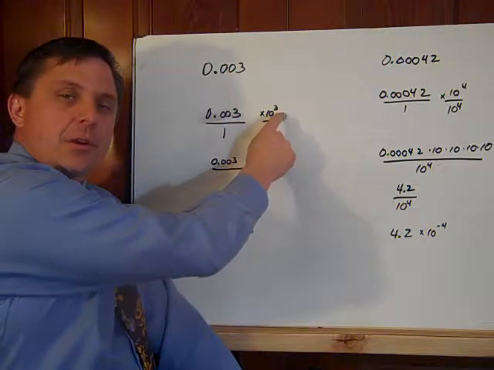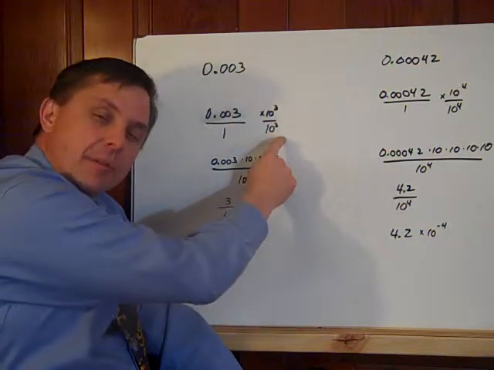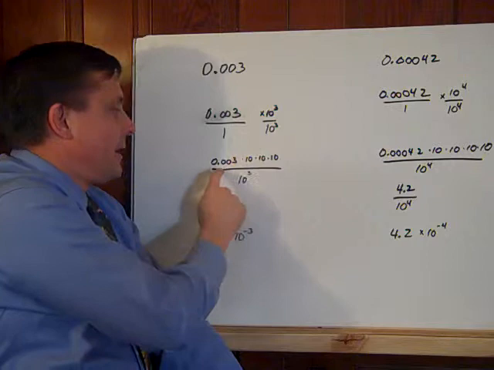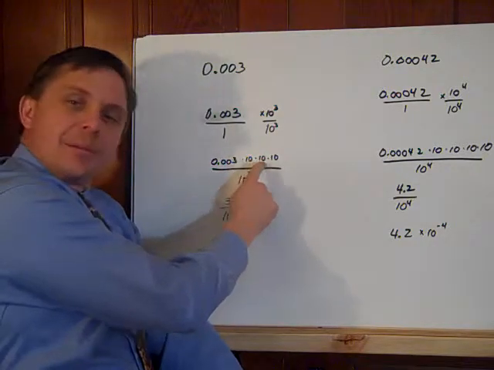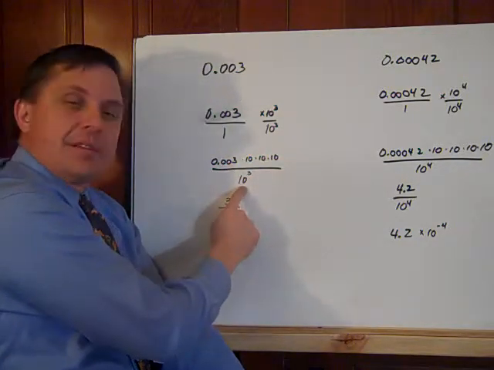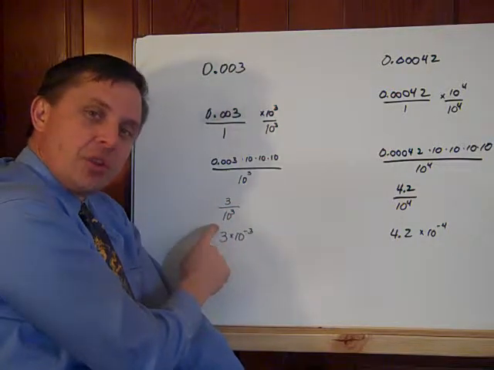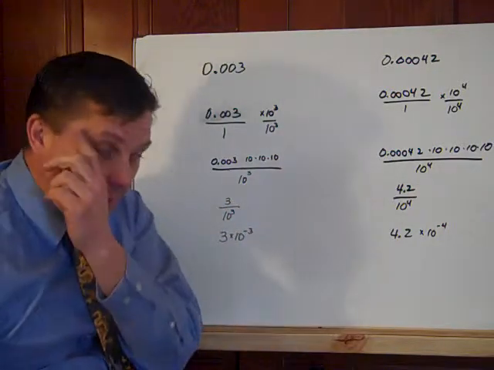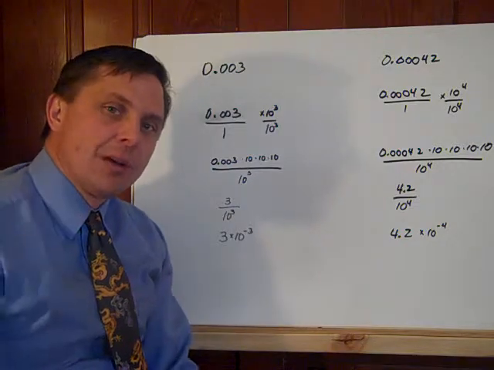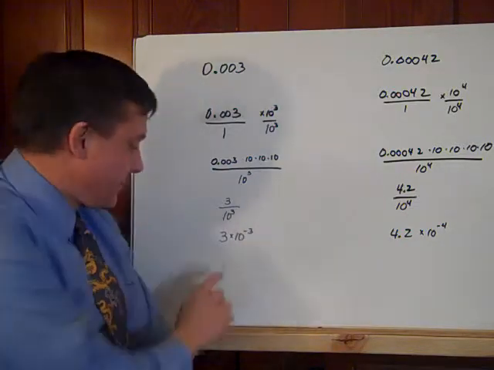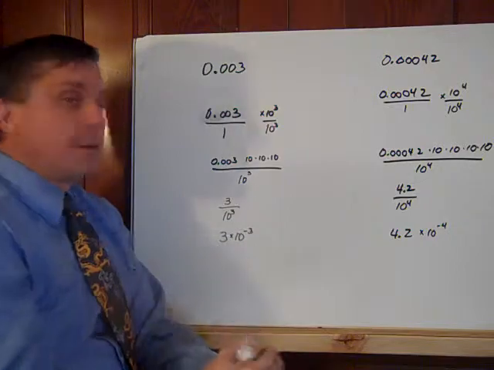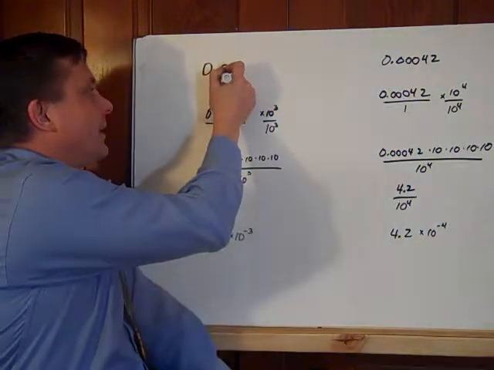So I multiply 10 to the 3rd on the top, and then I have to multiply by 10 to the 3rd on the bottom. So I take 0.003 times 10 times 10 times 10 on the top over 10 times 10 times 10 on the bottom. And I get 3 over 10 to the 3rd. When I bring 10 to the 3rd from the denominator to the numerator, I have to change the exponent sign. 3 times 10 to the -3. And again, people count.